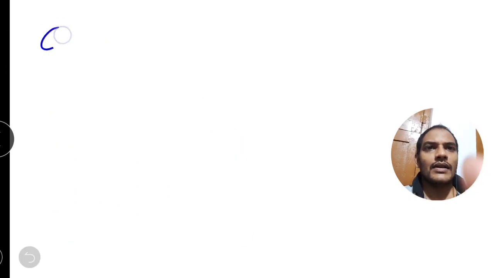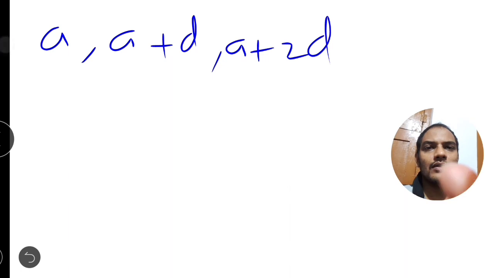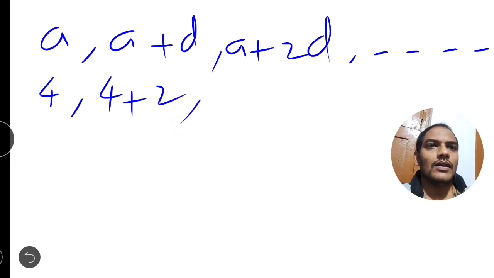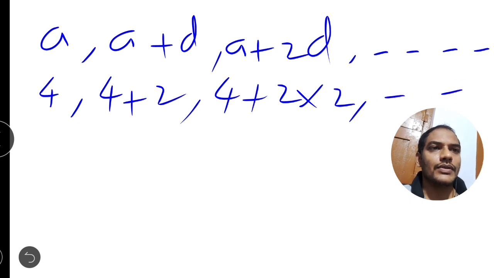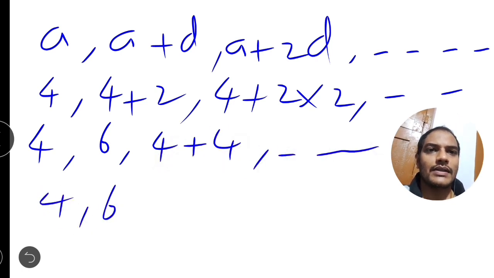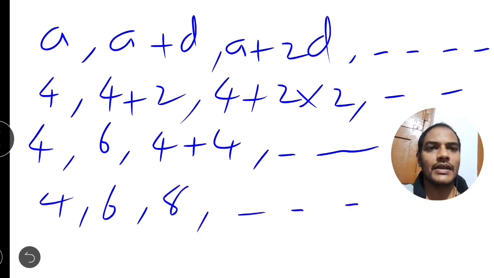So let us write the AP. A, A plus D, A plus 2D. So the A value is 4, A plus D is 4 plus 2, which is 6. A plus 2D is 4 plus 2 2s, which is 4 plus 4, 8. So 4, 6, 8 is the required AP.